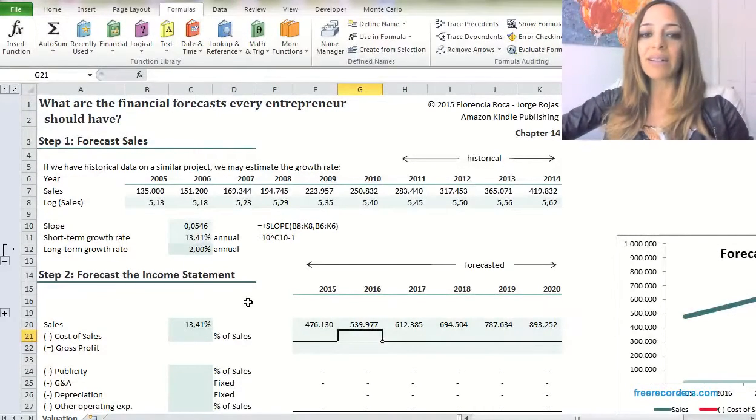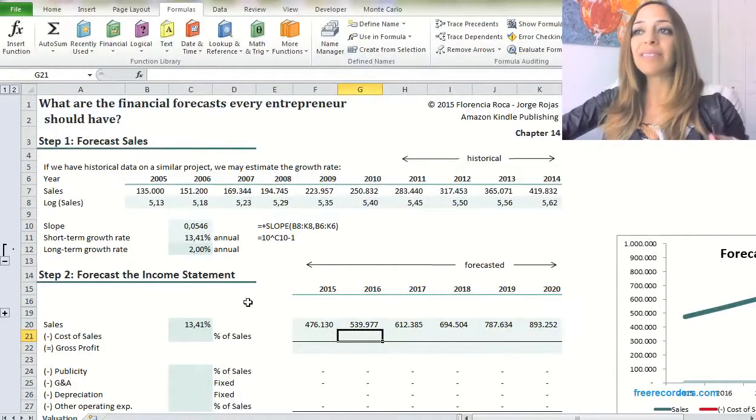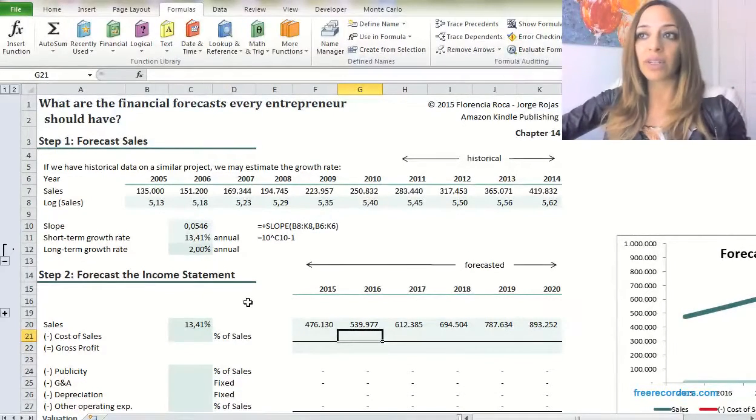Now we have here forecasted sales. We can use this methodology or any other methodology to estimate how much we expect to sell. I know that every entrepreneur has an idea of this number. He could be right, he could be wrong, but this is a number that we all estimate. How much do we plan to sell?